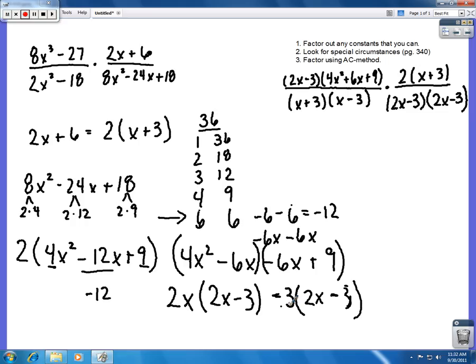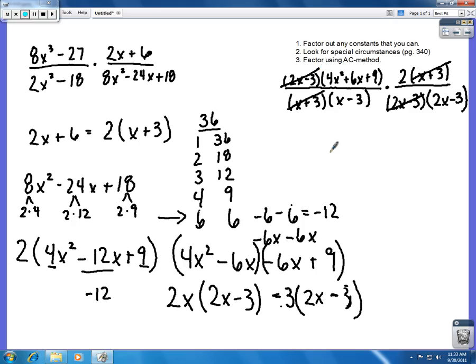Now we have our equation factored out completely. Now all we're going to do is cancel our like terms. So we can cancel this x plus 3 with this x plus 3 on top, and again, you can only cancel things that are in both the numerator and the denominator. And then we can cancel this 2x minus 3, one of them, with this 2x minus 3 up here. And then there's nothing else that we can cancel.